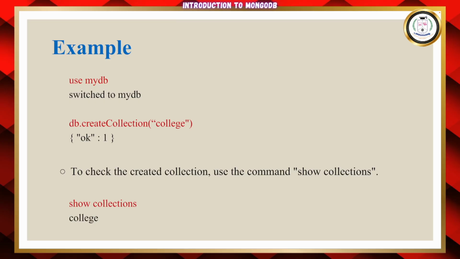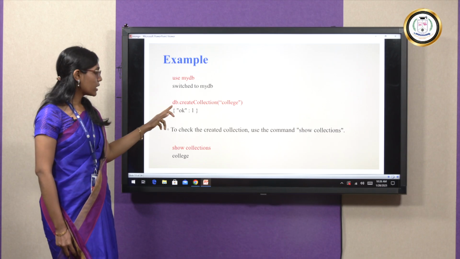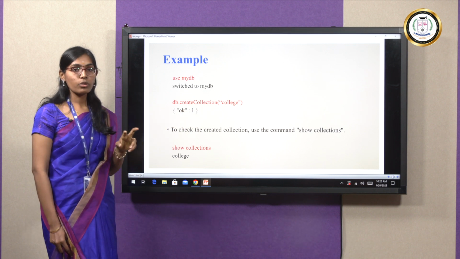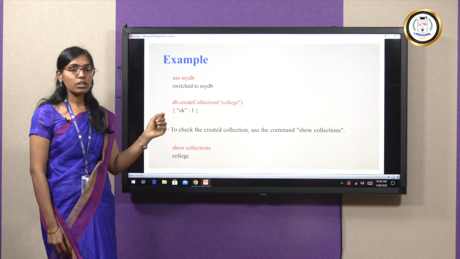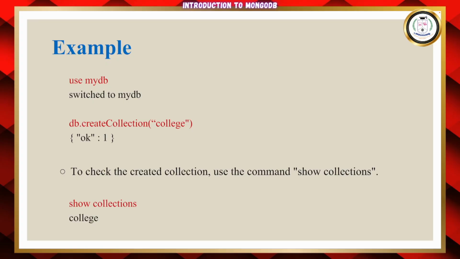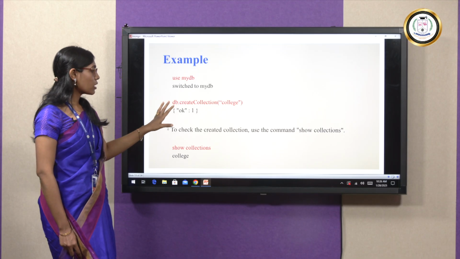And if you see the example, use MyDB. So we have created one database called MyDB, and inside MyDB we are going to create a collection. So db.createCollection, and within the brackets you put, within quotation marks, college. Here college is nothing but the collection name. Once you give this, the output is going to be ok:1, which means MongoDB has accepted that one collection has been created, named college here. So that is creating a collection.